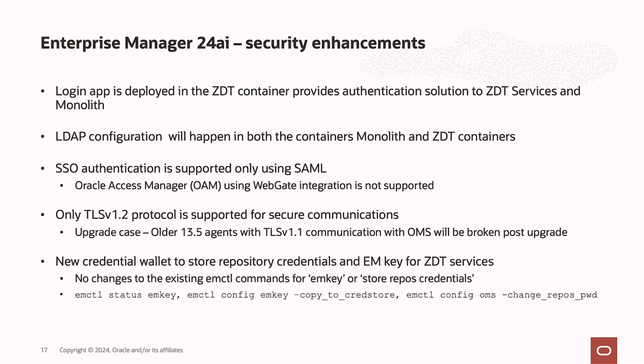Also, in the current Enterprise Manager 13c, the repository credentials and EM key are stored in Oracle Platform Security Services, which we call the OPSS credential store. So in Enterprise Manager 24 AI, the OPSS component is not installed in the new OMS extended home. So a new credential store has to be created, and this new credential store will be created as part of the Enterprise Manager setup, and the repository credential and EM key are stored in that credential store.